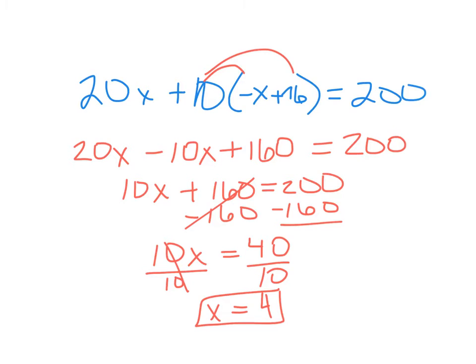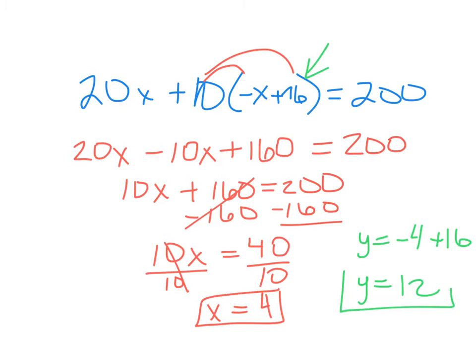Right? Because if I go back and look, I have x equals 4. So what was that equation? Y equals negative x plus 16, right? That's what we plugged in up here. So where that x is, now I just plug in a 4. So negative 4? Correct, you just keep the negative. So what's negative 4 plus 16? Positive 12. So I have 12 $20 bills and 4 $10 bills. Any questions?